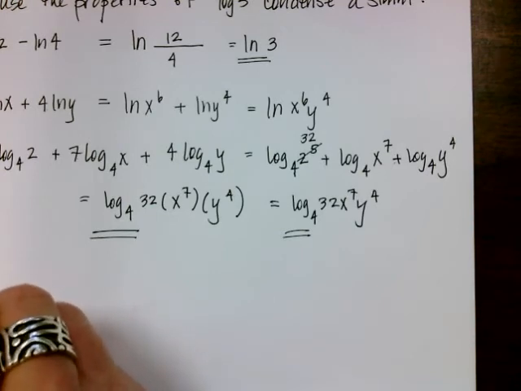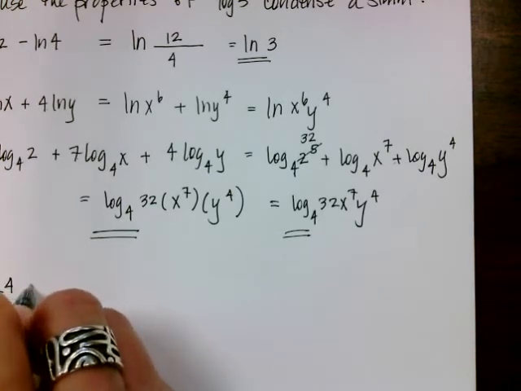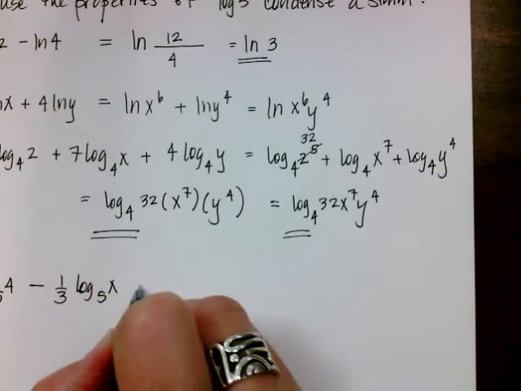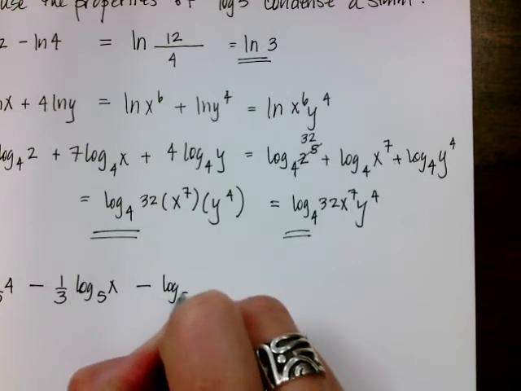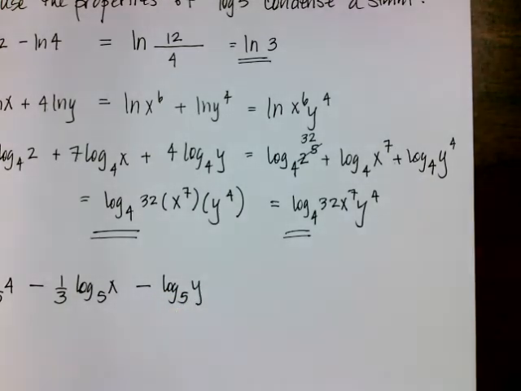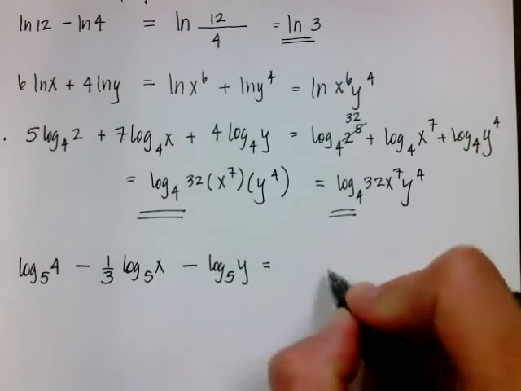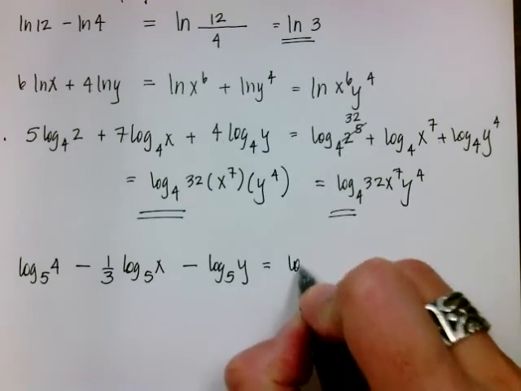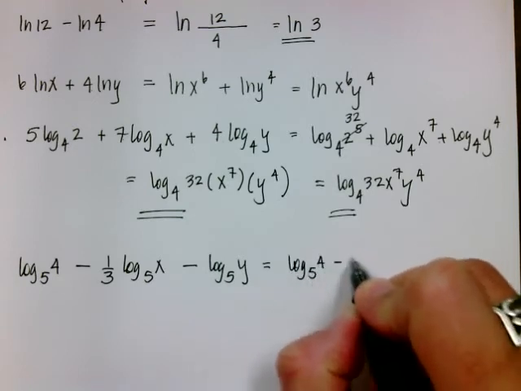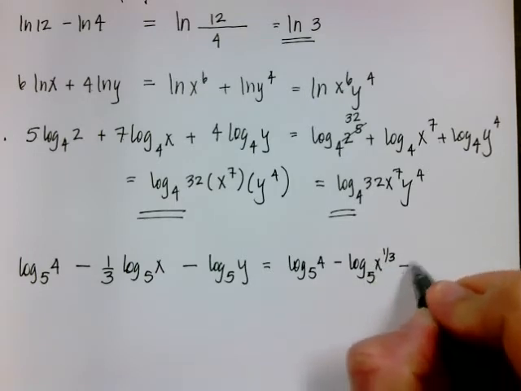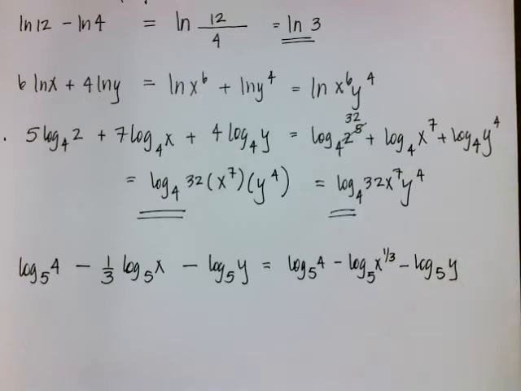Okay, so let's do the log base 5 of 4 minus 1/3 the log base 5 of x minus the log base 5 of y. Okay, so again, I have one exponent, so I'll do that math first, and then we'll manage the division. So if I rewrite that, I'm going to get the log base 5 of 4 minus the log base 5 of x to the 1/3 minus the log base 5 of y.